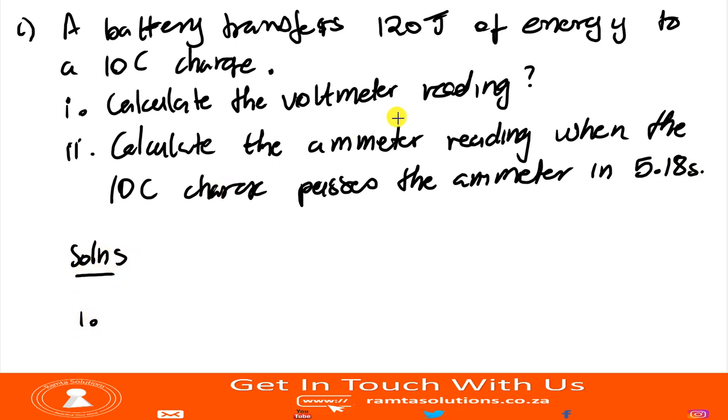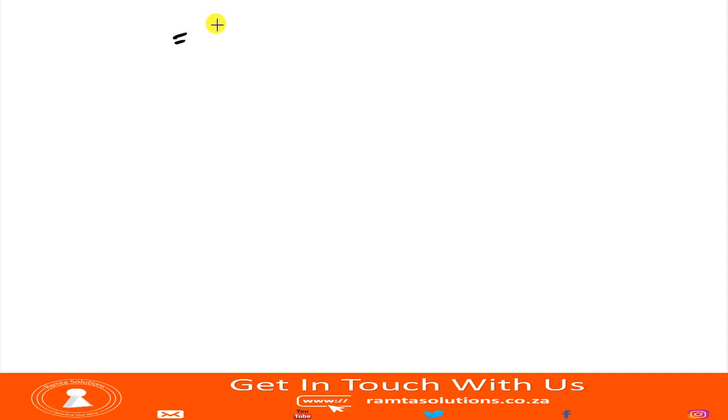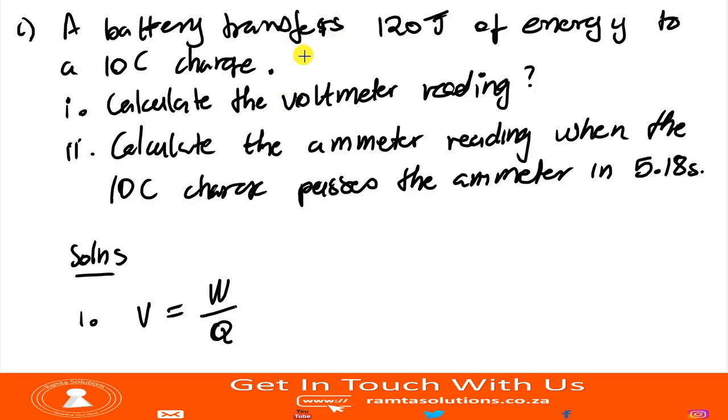Roman figure 1, the voltmeter reading, meaning we're looking for V. We know V is equal to W over Q. Now, what is W? The energy transferred is 120 joules. And what is the charge? The charge is 10 coulombs. So this will be 120 joules over 10 coulombs. To me, this looks like 12 volts, isn't it? 120 divided by 10, yes, it's 12.